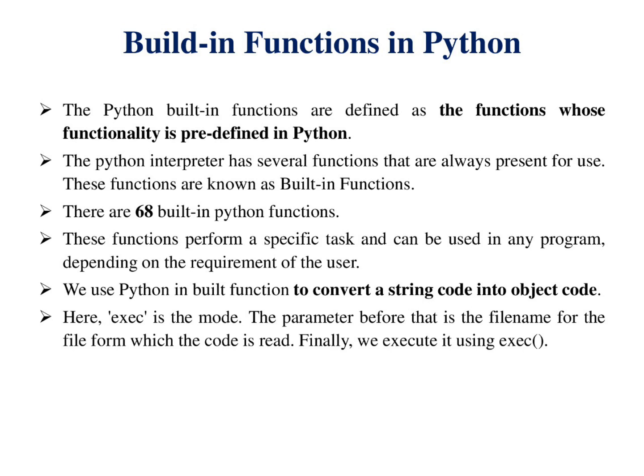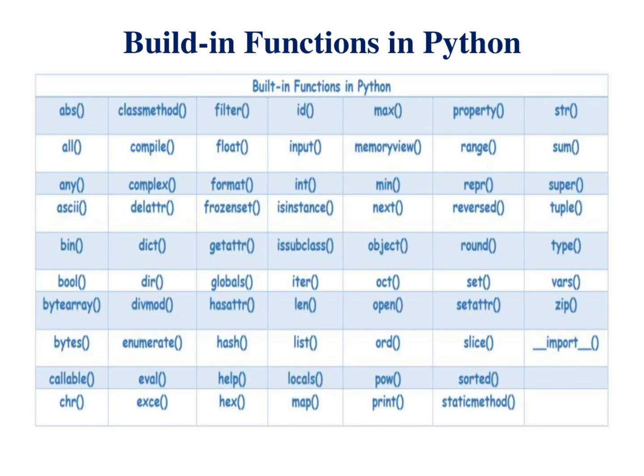We use this function to convert a string code into object code. Moving to the next one. These are the 68 built-in functions in Python. We will use these built-in functions in various problems to make the coding part easier. Among these 68 functions, I am going to explain some of the most important functions that are repeatedly in use.